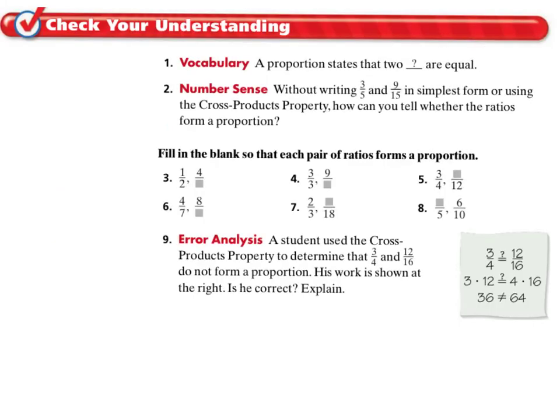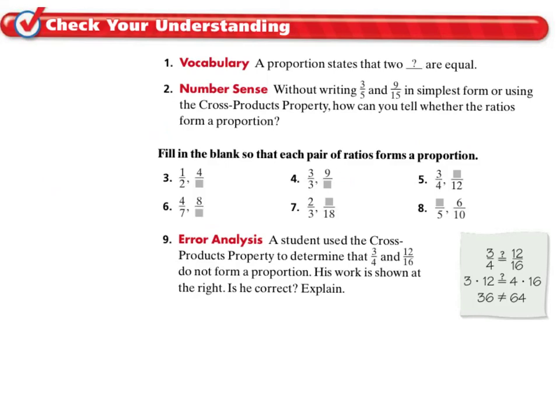Check your understanding. Be sure to label this as check your understanding in your notebook. Number 1, vocabulary. A proportion states that two blank are equal. 2, number sense. Without writing 3 to 5 and 9 to 15 in simplest form or using the cross products property, how can you tell whether the ratios form a proportion? Fill in the blank so that each pair of ratios form a proportion for 3 through 8.